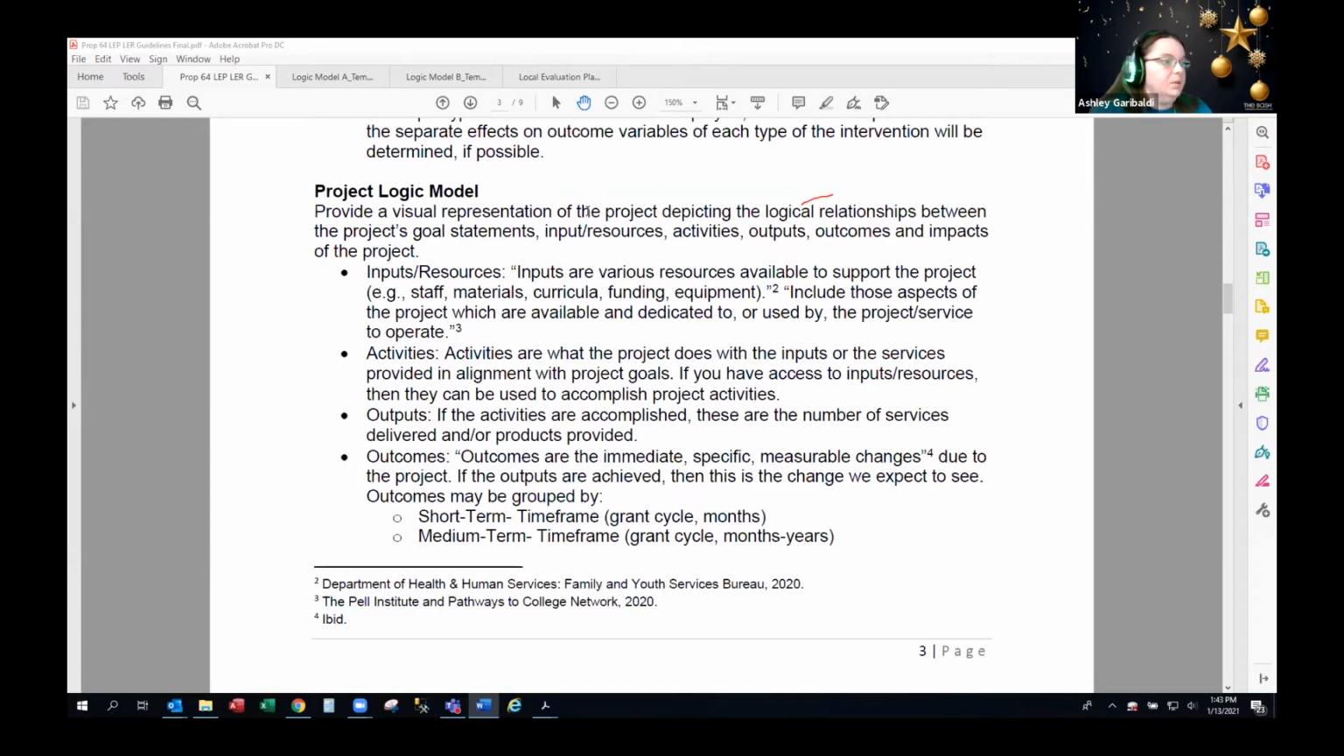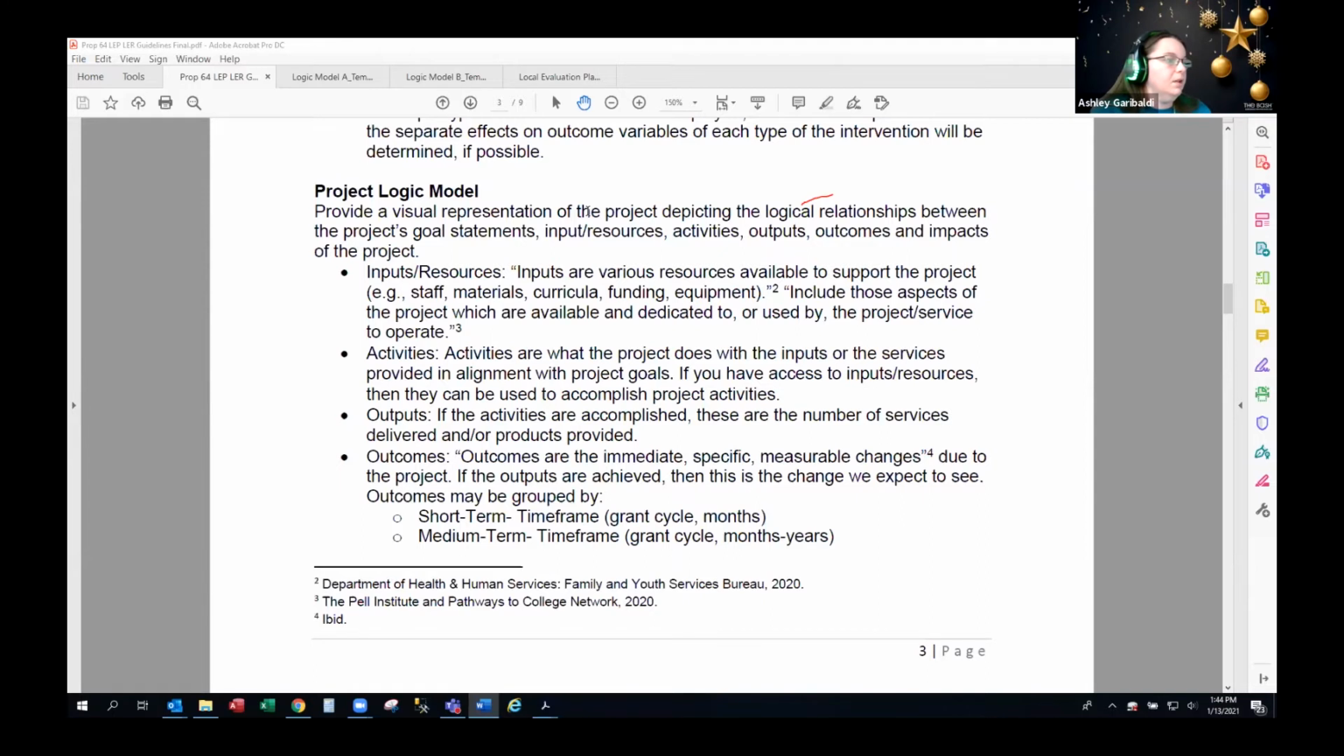If you have access to input and resources, then they can be used to accomplish the project activity. So it's a ladder, it's leaning, they're all feeding to the next thing. If the activities are accomplished, then the outputs, or number of services delivered or products provided, can be accomplished. Then we have outcomes, which are immediate, specific, and measurable changes due to the project. If the outputs are achieved, then the change we expect to see are the outcomes.